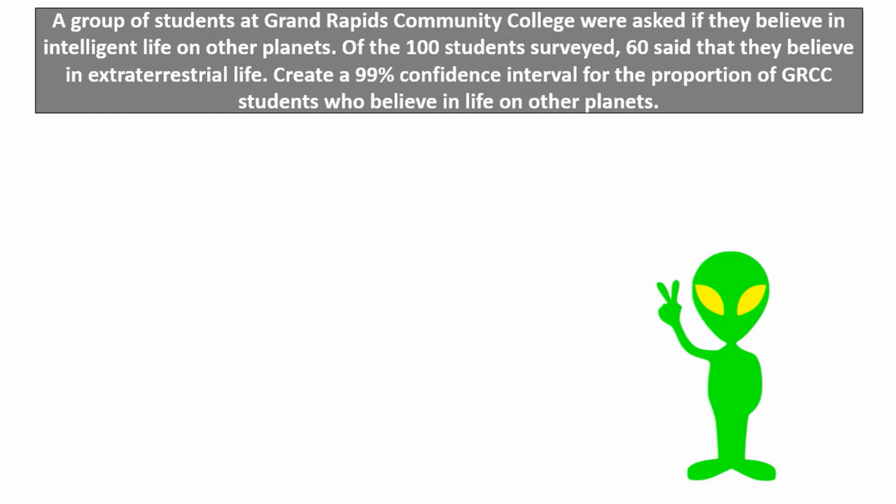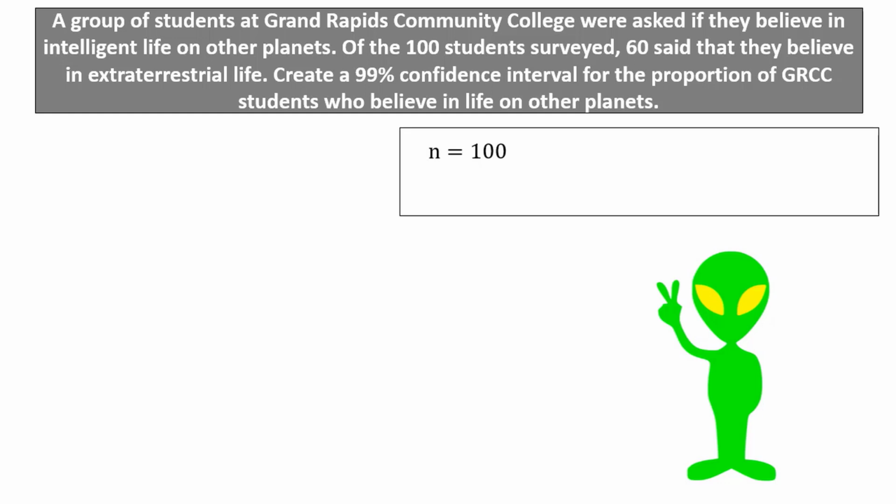Now the first thing to do is to write out some of the information. 100 students were surveyed, so the sample size n is 100. The 60 that believe in extraterrestrial life is x, the number of successes. The sample proportion, p hat, is just x divided by n, and is equal to 60 divided by 100, or 0.6. The confidence level is 99%.